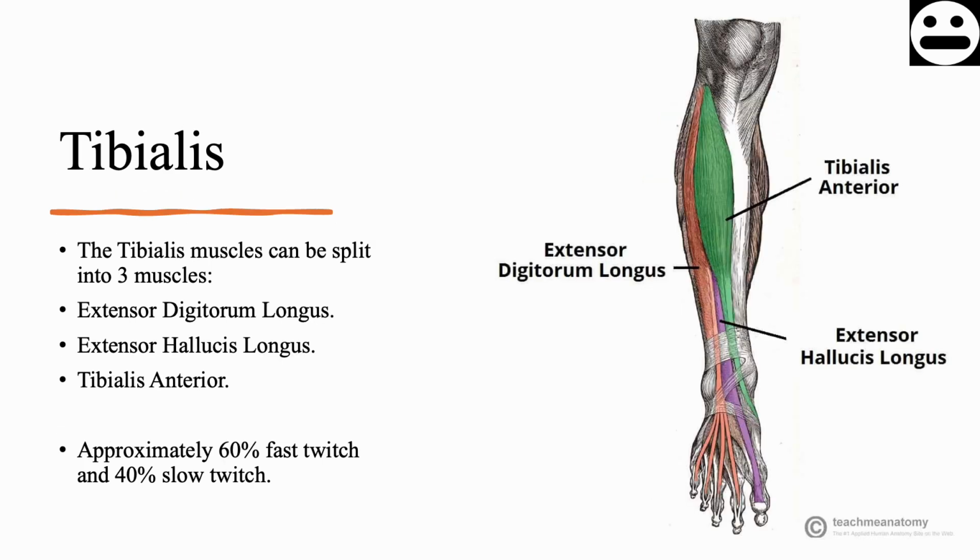Next we have the tibialis. The tibialis muscles can be split into three muscles: extensor digitorum longus, extensor hallucis longus, and tibialis anterior. This is like the forearm of the leg, and they are approximately 60% fast twitch and 40% slow twitch.